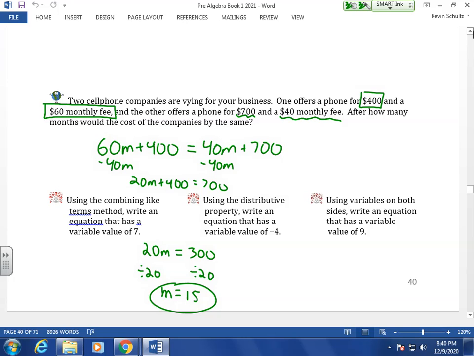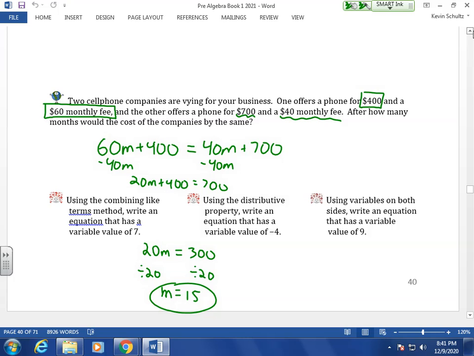So if you're going to be with this company for less than 15 months, you're probably going to want that cheaper phone, okay? If you're going to be more than 15 months, then you're going to want the cheaper monthly fee. But 15 months is kind of that tipping point, okay?